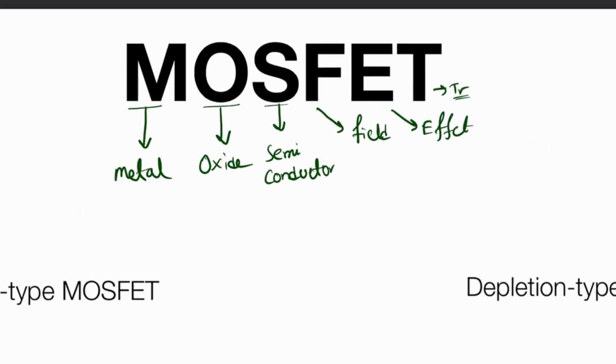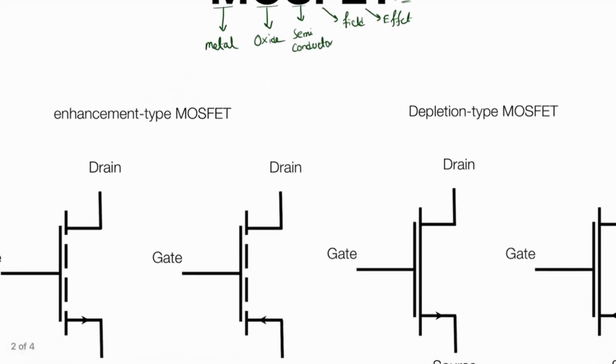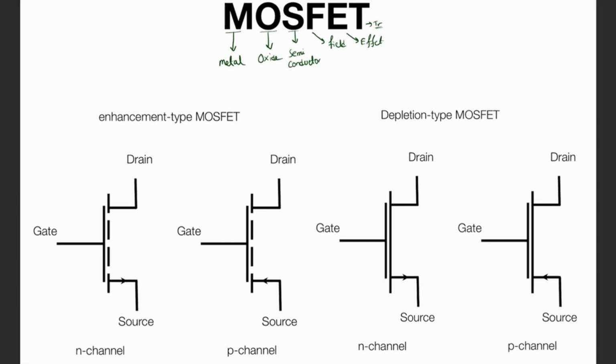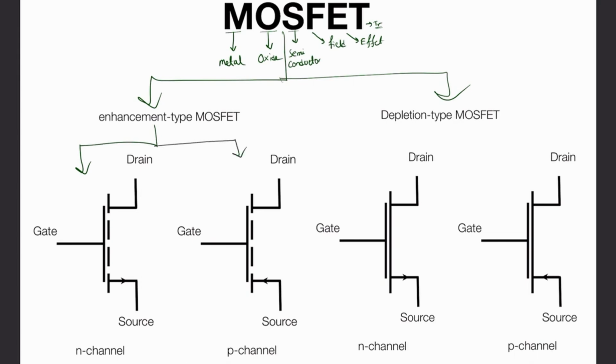First, in the introduction, we will see the types of MOSFET. We typically have two types: the enhancement type MOSFET and the depletion type MOSFET. These are the symbols of the different types of MOSFET. In enhancement type, we have the N-channel enhancement type MOSFET and the P-channel enhancement type MOSFET. The depletion type is the same: there is an N-channel and a P-channel.